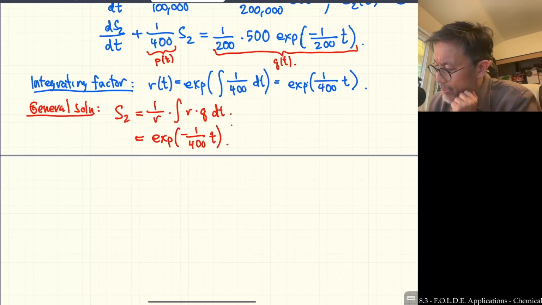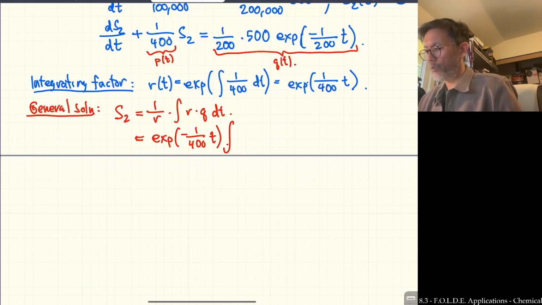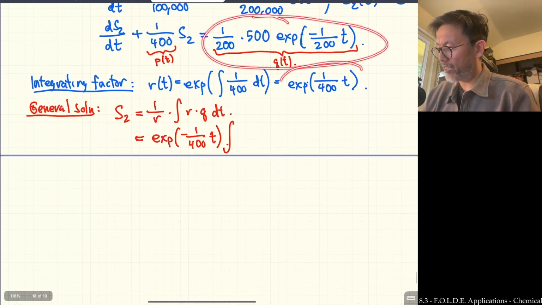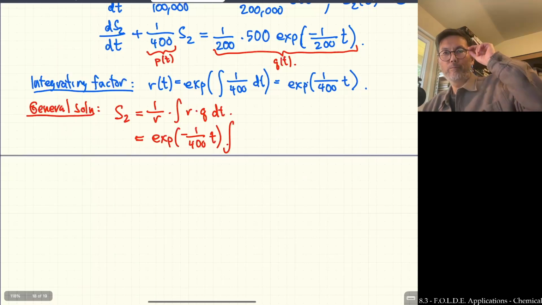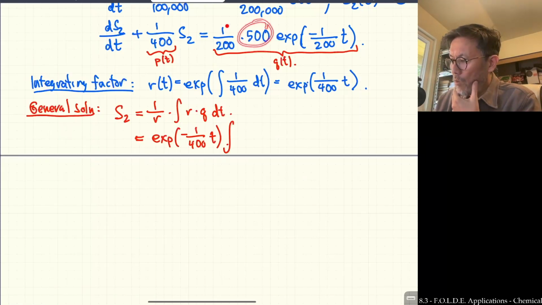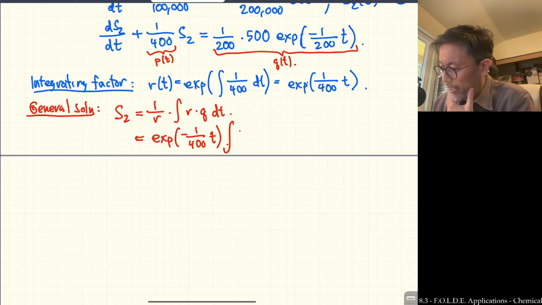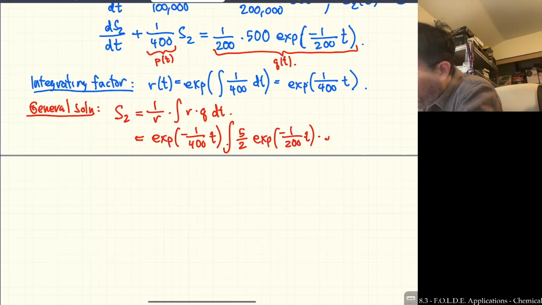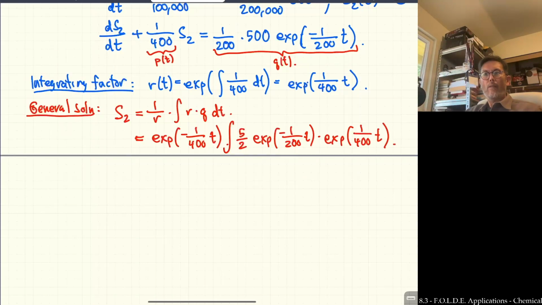Then we multiply this by the integral of, now r times q. So here's q right here. We're going to multiply this by this r right here. First, 500 times 1 over 200 is 5 over 2. So I'll just go ahead and do that simplification, and then maybe I'll have us think a little bit more carefully about the rest of it. So this is exp of negative 1 over 200 times t times exp of 1 over 400 times t dt.